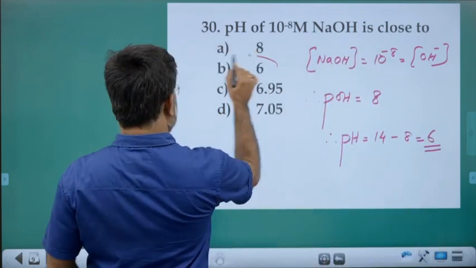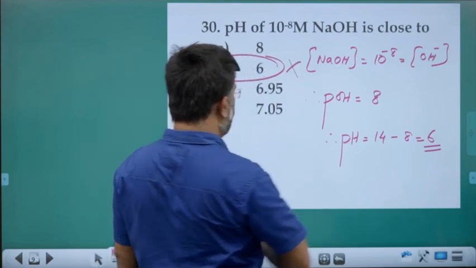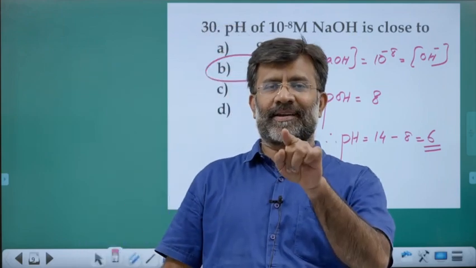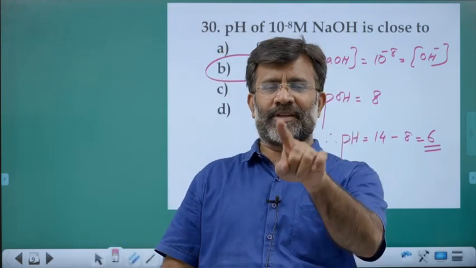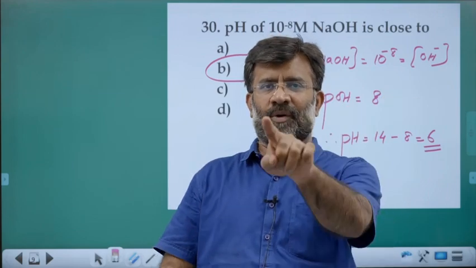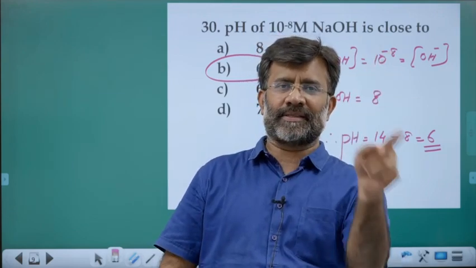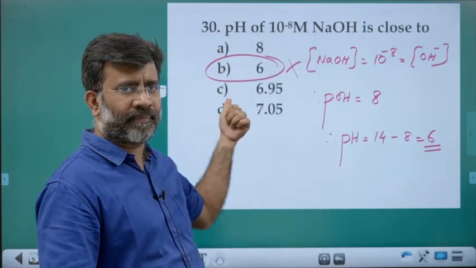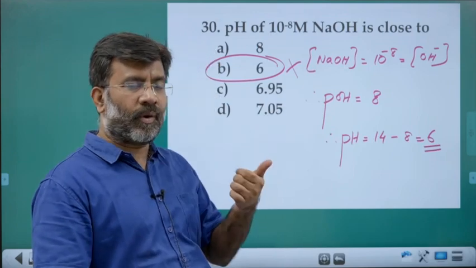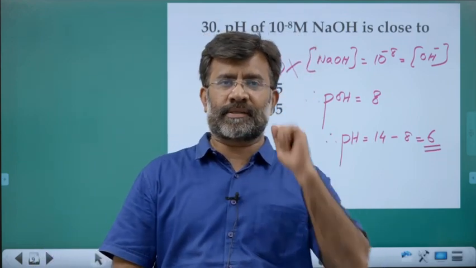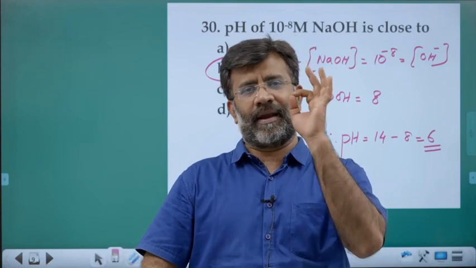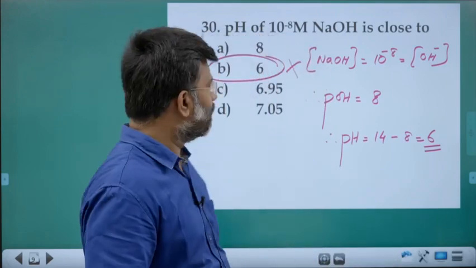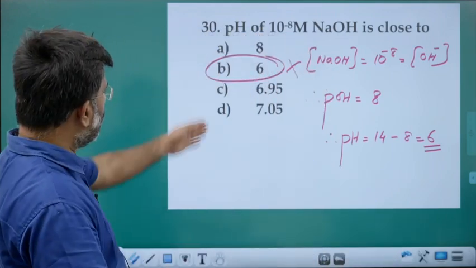This is the one calculation which will take you to a wrong answer. See, NaOH concentration 10 power minus 8, OH minus concentration 10 power minus 8, pOH 8, pH 14 minus 8, 6. That will take you to option B and your marks are gone. Why? Because how can an alkaline solution have a pH 6? Never. It is an alkaline solution, and it can never be 6.